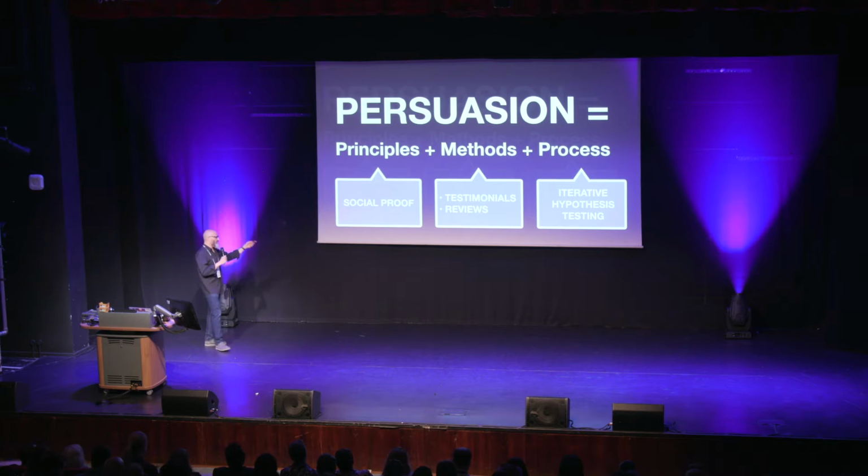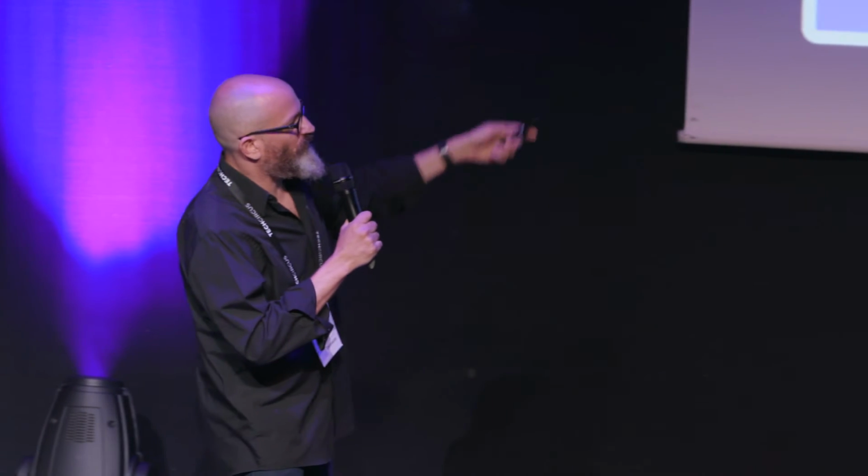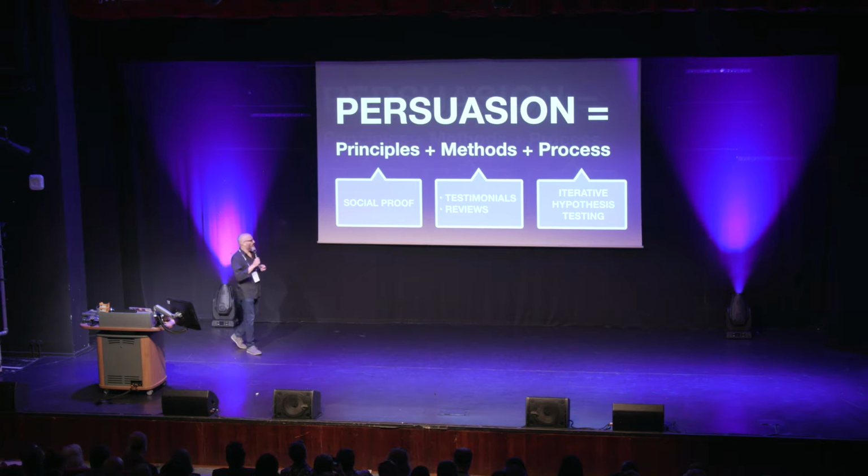So an example of that, let's take social proof as your principle. You might operationalize that or have a method for making social proof real, so using testimonials or reviews or any other methods for social proofing. And then you'll have a process, an iterative hypothesis testing process, which I'm sure you already have, to test, to iterate, and to refine.